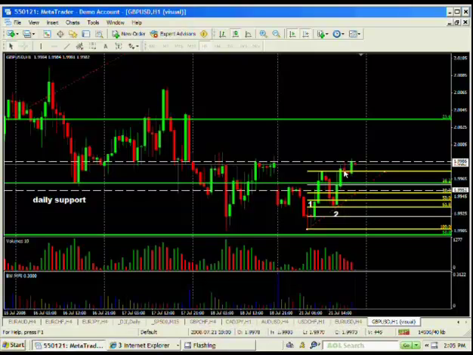So right now we have a squeeze between this top and Fibonacci down here.